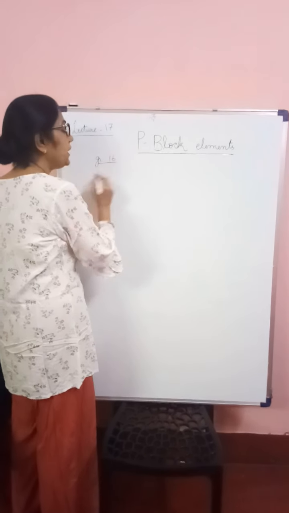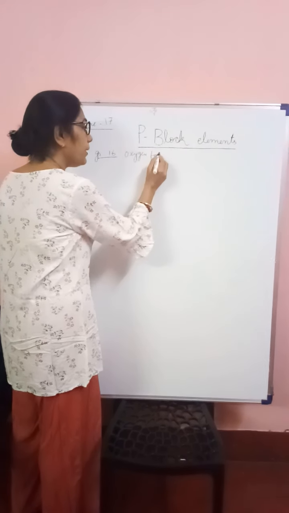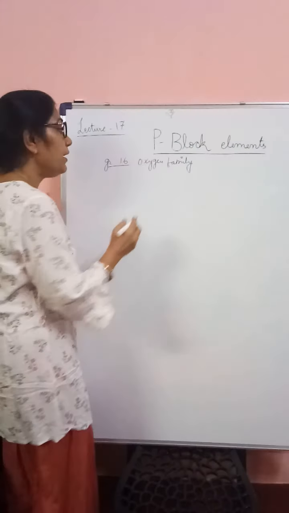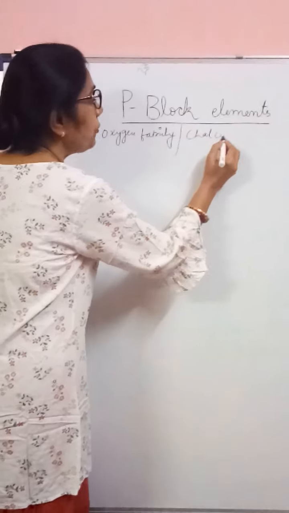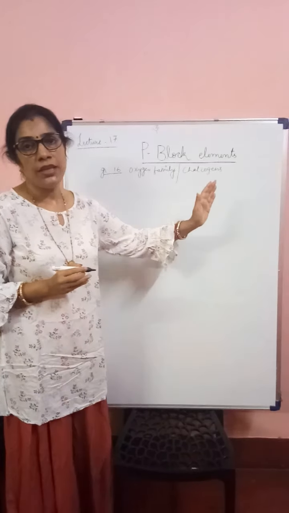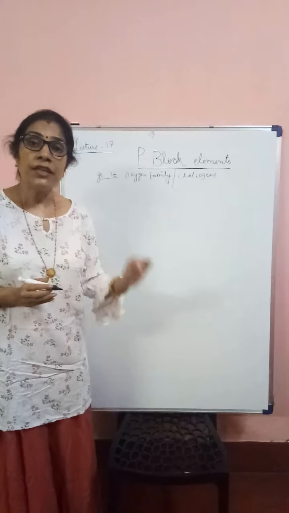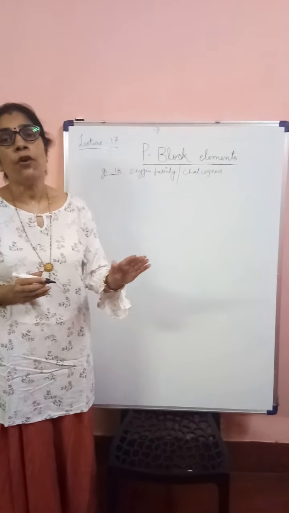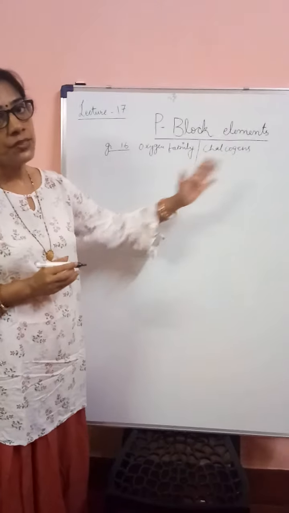Group 16 is known as the oxygen family, but it has a specific name as well, and I hope everybody knows that name. They are also known as chalcogens, that is, ore forming elements, since most of the elements in the atmosphere occur in the form of their oxides and sulfides, and that is why they are known as chalcogens.